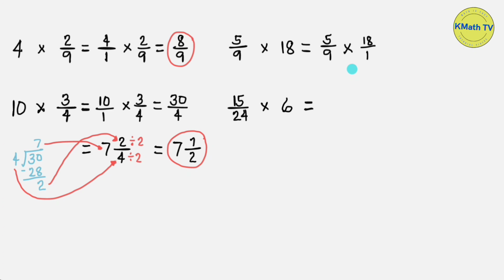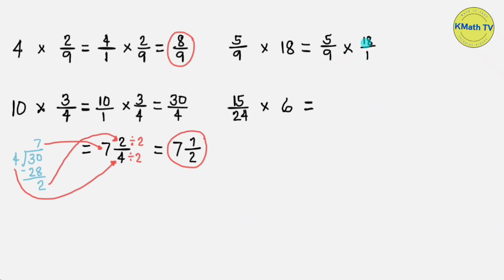Or, you can use cancellation method before multiplying. We can use cancellation if the numerator and the denominator have GCF. We can cancel them. Same here, we can cancel if the numerator and the denominator have GCF. And of course, we can also perform cross cancellation. Okay, here we can apply cross cancellation.